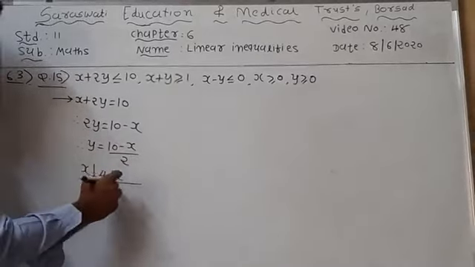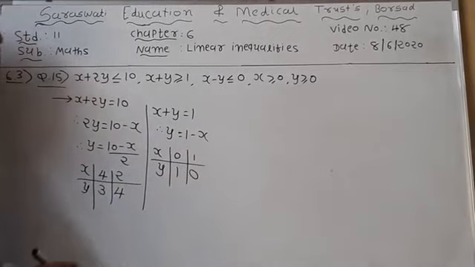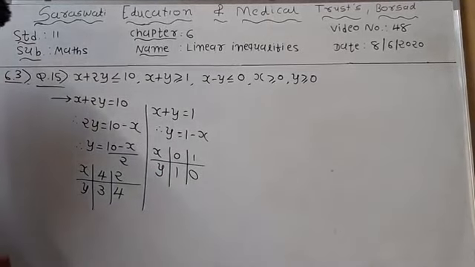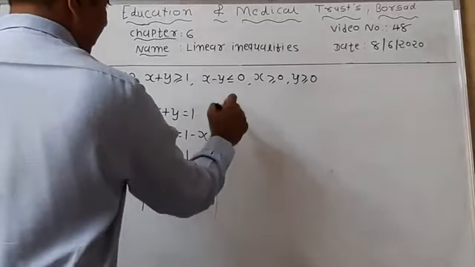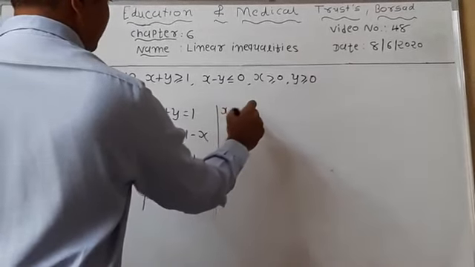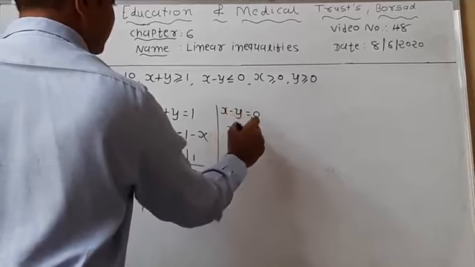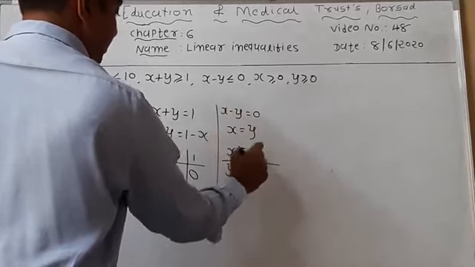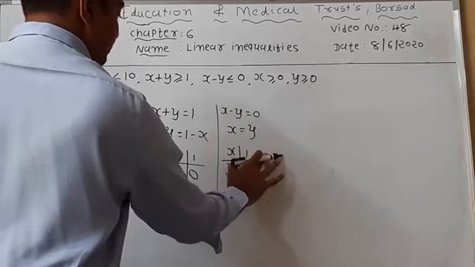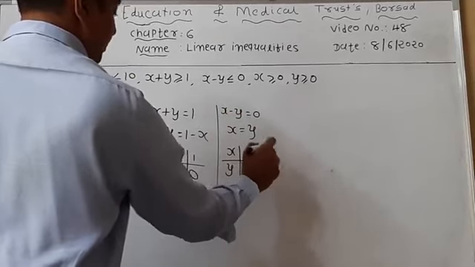In the second equation, x plus y is equal to 1, so y is equal to 1 minus x. The points are x 0, y 1, and x 1, y 0. Now in the third equation, x minus y is equal to 0, that means x is equal to y. Here x and y: x 1, y 1, and x 2, y 2.